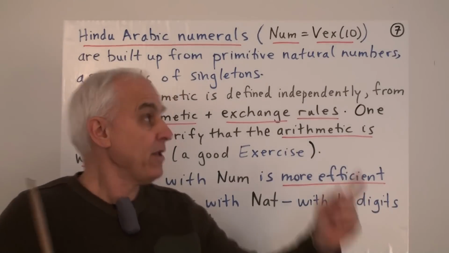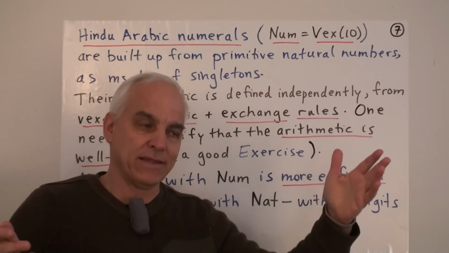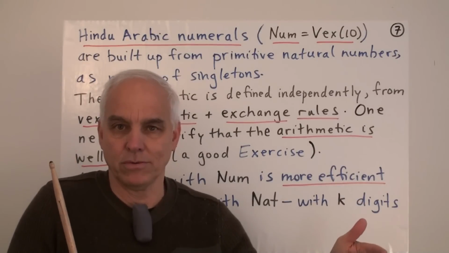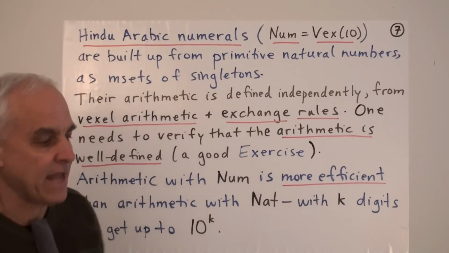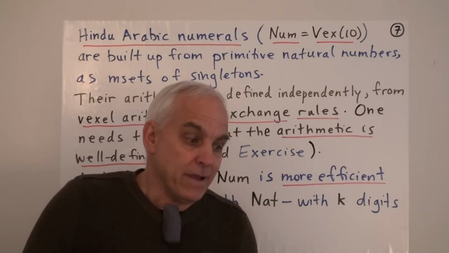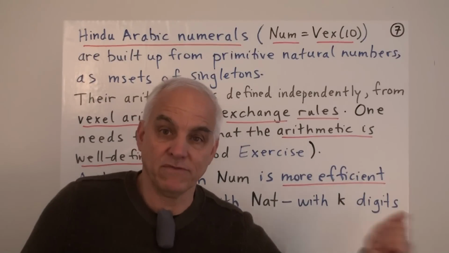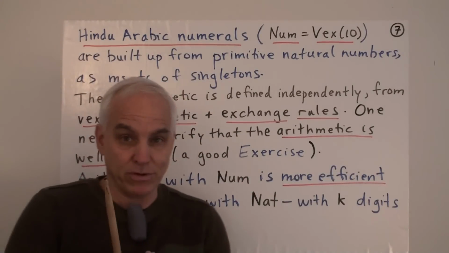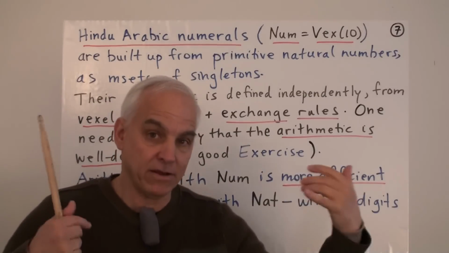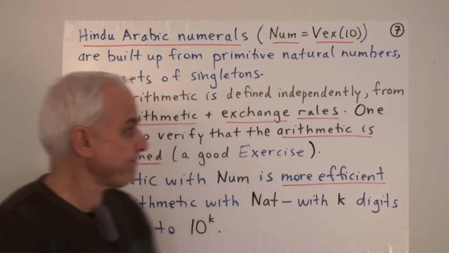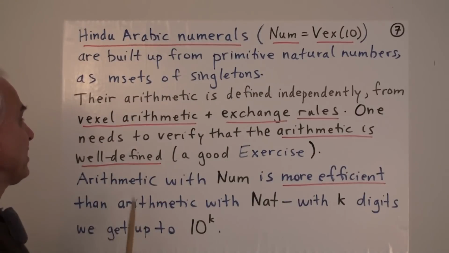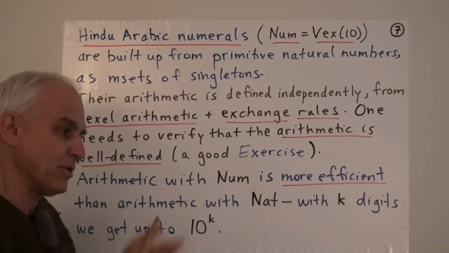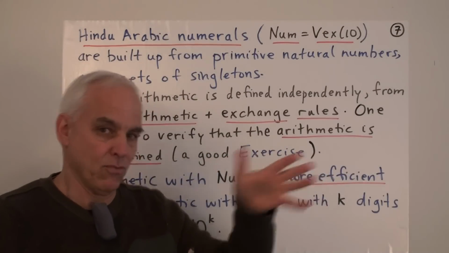It applies to numerals which are so big that they don't refer to any particular primitive natural numbers that we can write down. So our arithmetic is capable of dealing with numbers that have hundreds or maybe thousands of digits. These numbers would be too big to actually represent primitive natural numbers. But nevertheless, they have an independent arithmetic which we have just been defining here. And the whole thing really rests on the Vexel arithmetic, or the polynumber arithmetic, and these exchange rules that allow us to convert 10 of one level to 1 of the next level.